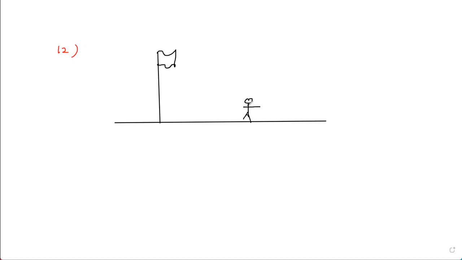Question number 12. So it says that a man stands 9 meters away from a flagpole. Okay, so flagpole, we all know, we all have seen flagpoles. So let me consider this is the ground level, and let me consider this is the flagpole. Okay, so the flag will be somewhere here. Now, suppose the man is somewhere here. The distance from the pole is 9 meters.